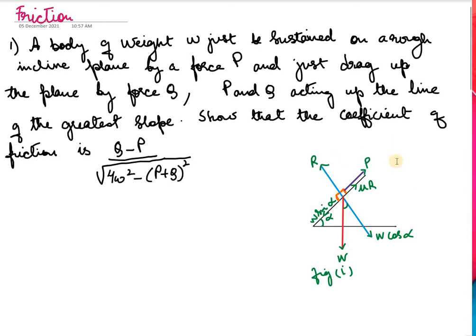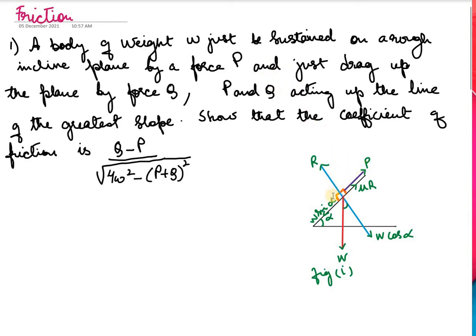It means a body which is lying on a rough inclined plane, of inclination alpha to the horizon. It is just sustained by a force P. As you can see, P and Q are acting up the line of greatest slope, which means they are acting along the line of inclination of the slope. So here we have case 1, where it is just sustained by a force P.